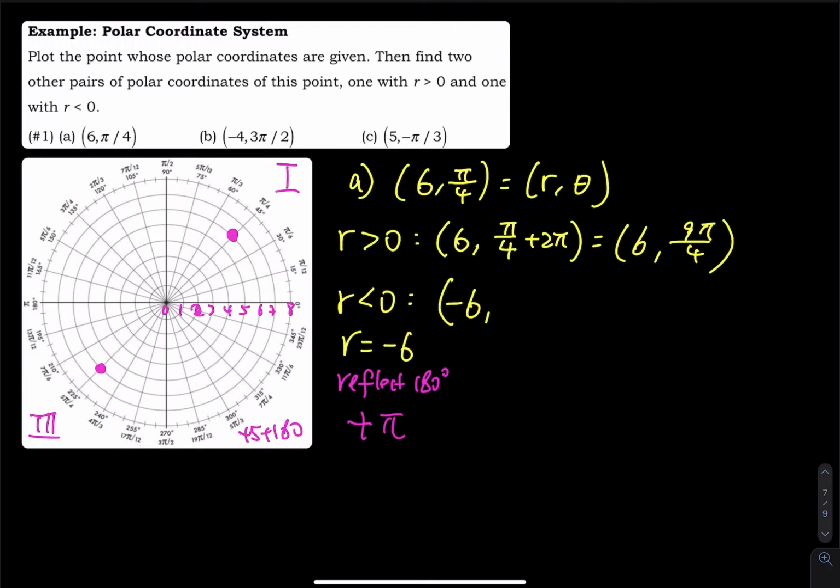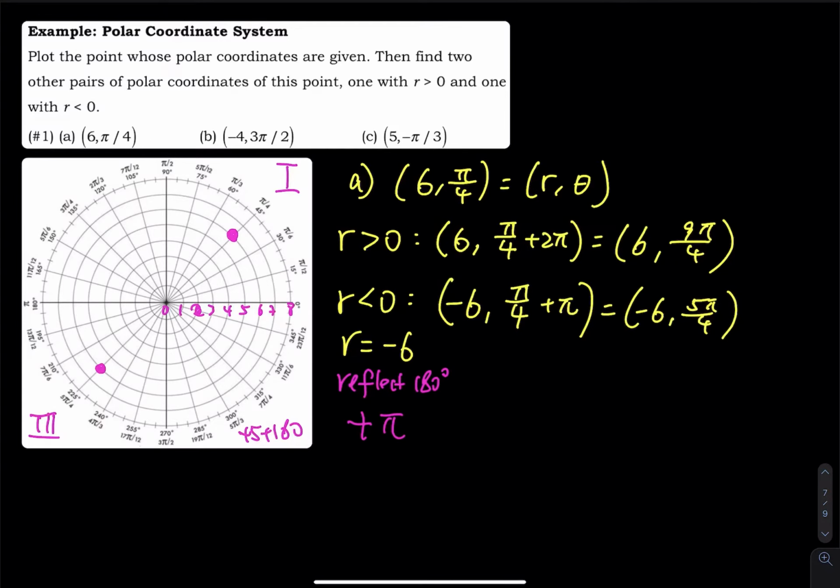To go back there, you have to take 180 degrees. So that means in the math, we take the pi over 4, and then we add a pi forward. So from this point, we add a pi forward, then we get back to that point. So that is equal to negative 6, and then 5 pi over 4. All right, so that's the first one. And then we have B.